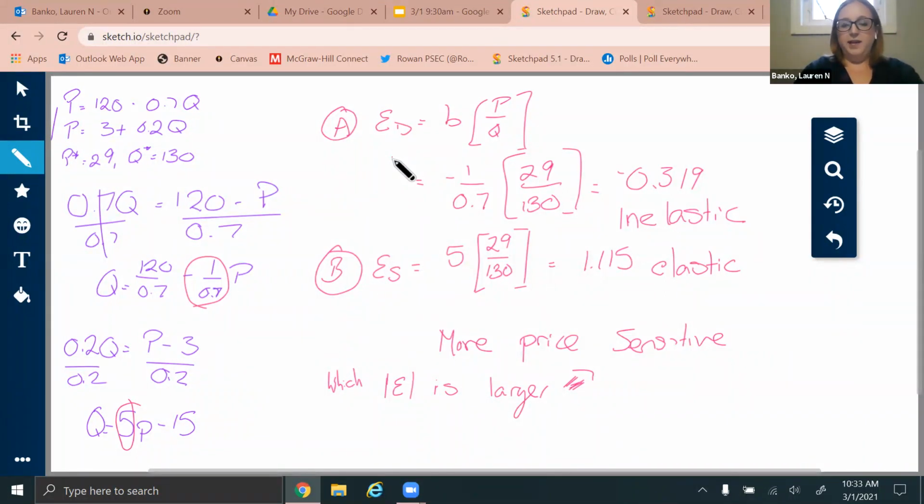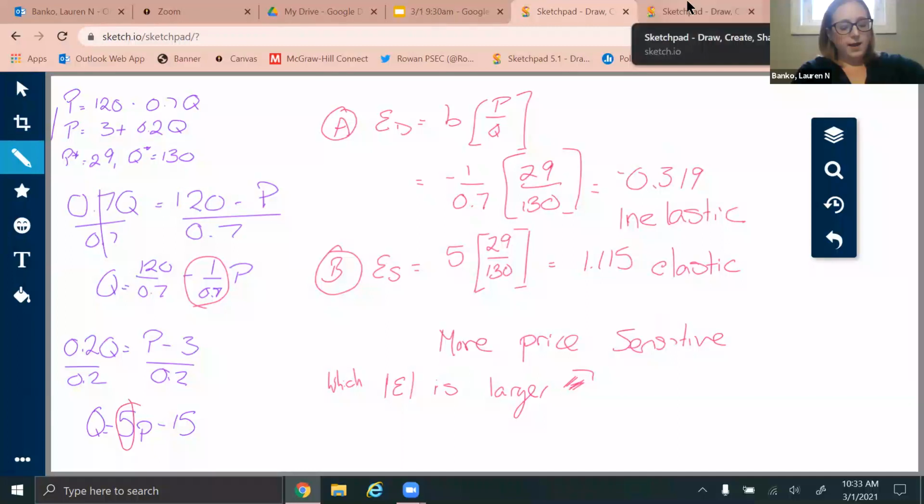Now, we could get an answer where both of these have an elastic curve. Like if buyers instead of negative 0.319 might be negative 1.319 or something like that, we would still compare and see which one is a larger number, and they would be at least a little bit more elastic or price sensitive. So that's how you'd compare just in absolute value. And that's important possibly later on.